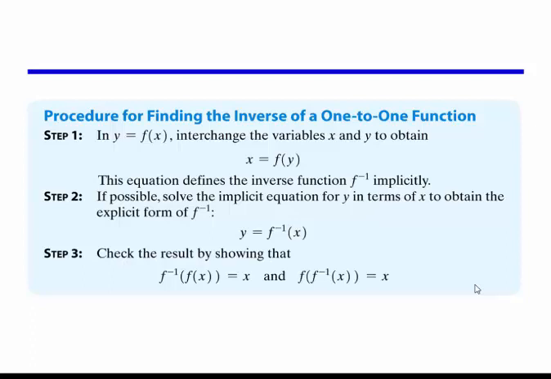If possible, we'll solve the implicit equation for y in terms of x to obtain the explicit form of the inverse function, so y equals f inverse of x. Then we check the result by showing that the two composite functions, f inverse of f of x equals x and f of f inverse of x equals x.